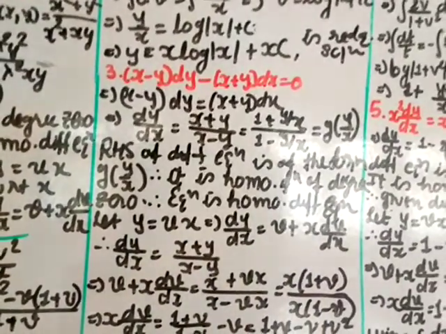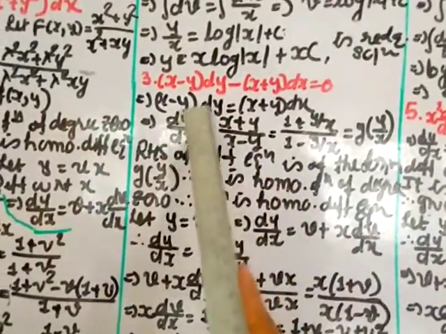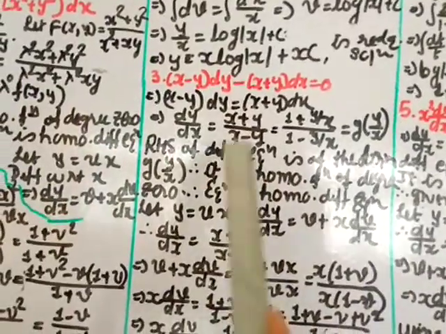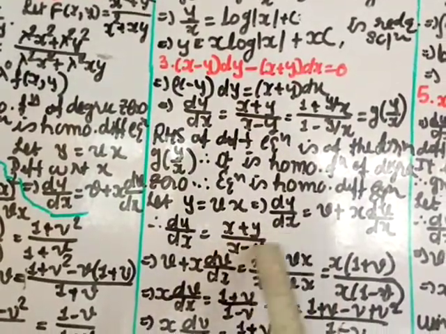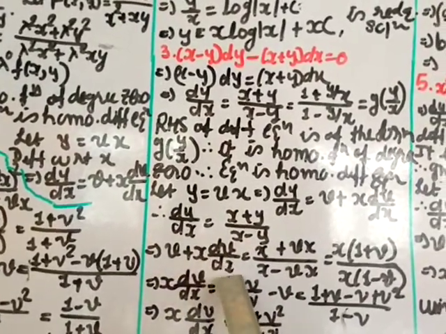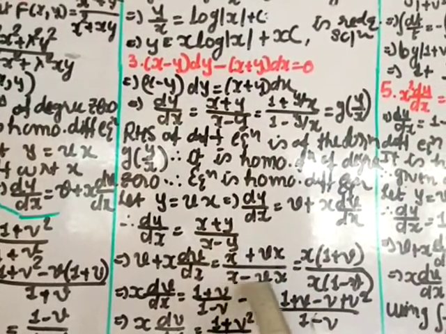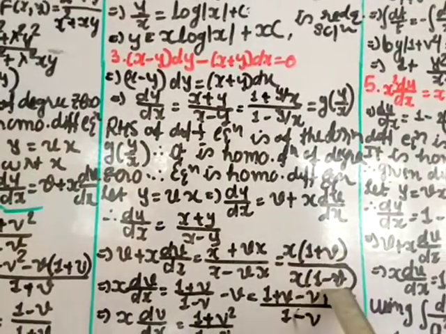We have done this a number of times, 3-4 times, so now you know that. Now put this value for dy by dx, and instead of y by x you put v. I have written the differential equation dy by dx equal to x plus y divided by x minus y. Instead of this you are putting v plus x dv by dx equal to x plus y, vx, divided by x minus vx. Taking x common and cutting, you get 1 plus v divided by 1 minus v.